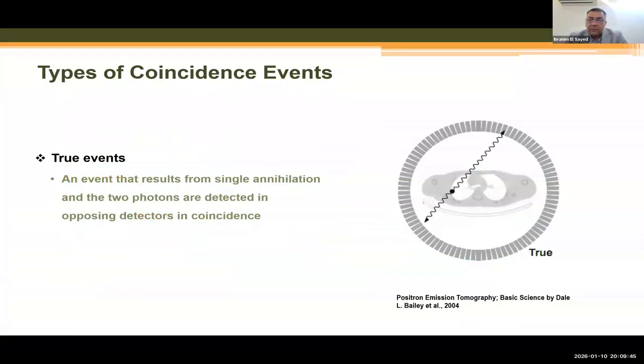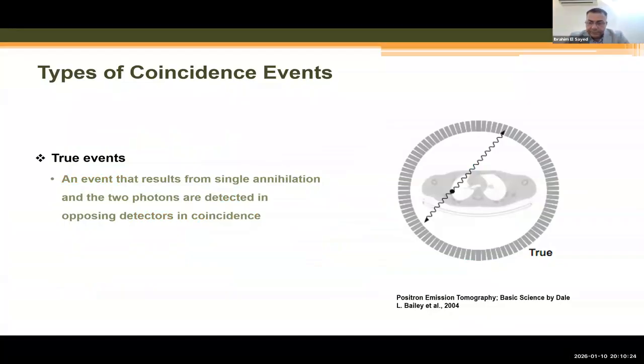A true event results from detection of two annihilation photons from a single positron-electron annihilation, with both photons reaching the detector without interacting with matter at all. It has some characteristics: it originated from a single annihilation, neither photon undergoes Compton scattering or photoelectric absorption, it is detected within the coincidence time window, and both photons are within the energy window. True events only contribute 30 to 50% of the detected coincidences in a typical PET scan.